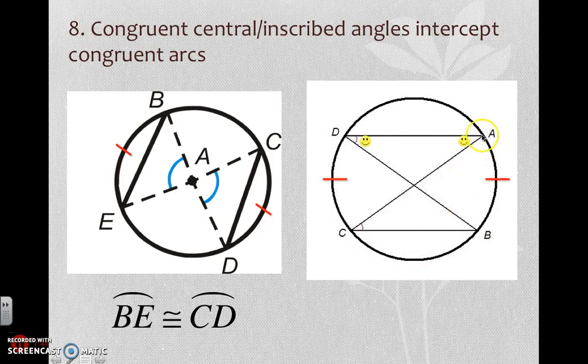Okay, think about this. An inscribed angle is half the intercepted arc, and this inscribed angle is half the intercepted arc. So if the angles are congruent, that would make the arcs congruent. So we have the conclusion that arc CD is congruent to arc AB.